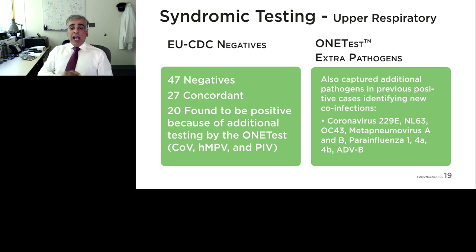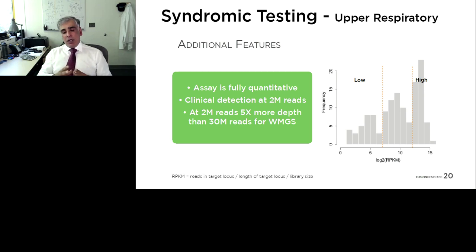Moving ahead, what it also shows, and I've alluded to it, is that the assay is also fully quantitative, and it gives you a clinical level detection of the sensitivity at only about 2 million reads. What that means is, remember we talked about the whole metagenome sequencing. Well, when you're doing a whole metagenome sequencing, you really need to do about 10 million genomic reads.